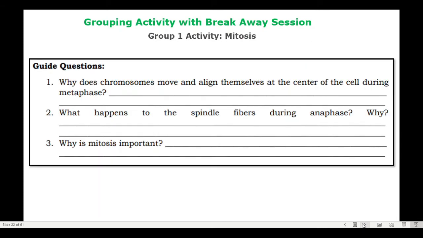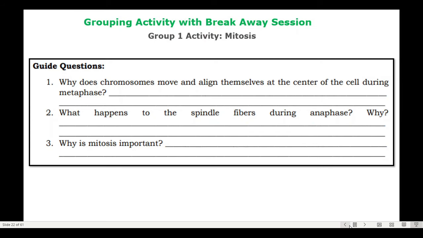Okay, so why do chromosomes move and align themselves at the center during metaphase? To ensure that the spindle fiber will let the chromosomes meet at the center so that when it divides during anaphase, they have an equal number of chromosomes. Remember that chromosomes have the DNA inside, which is very important in our transfer of traits. Okay, kasi nandun yung genes sa loob ng DNA.